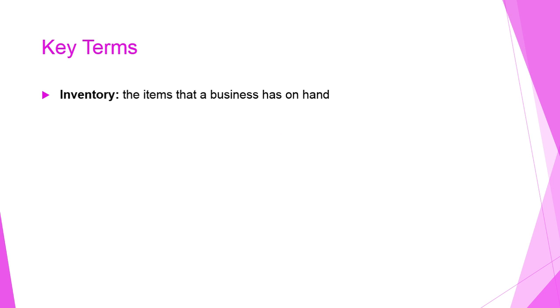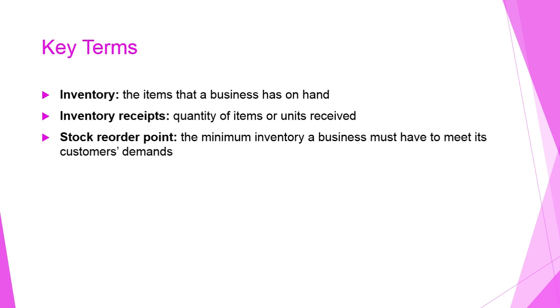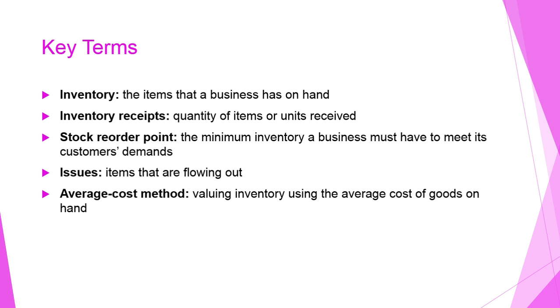First, we have inventory, which is the items that a business has on hand. Inventory receipts are the quantity of items or units received. Stock reorder point is the minimum inventory a business must have to meet its customers' demand. Issues are items that are flowing out, basically items that are sold. Average cost method is valuing inventory using the average cost of goods on hand.